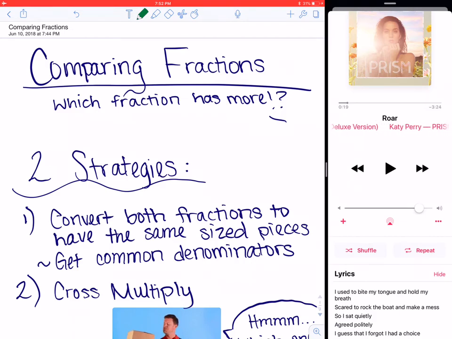Choice? Fractions? Of course you have a choice. There's multiple ways to solve things. Let's look at 2 strategies for comparing fractions. My first strategy is that I can compare fractions by getting a common denominator, meaning I'm making the size of my pieces identical so I can compare which one's more or which one's less. Or I can use a trick called cross multiply, which I'll show you, which basically allows us to compare which size is greater without having to make them equivalent or equal.